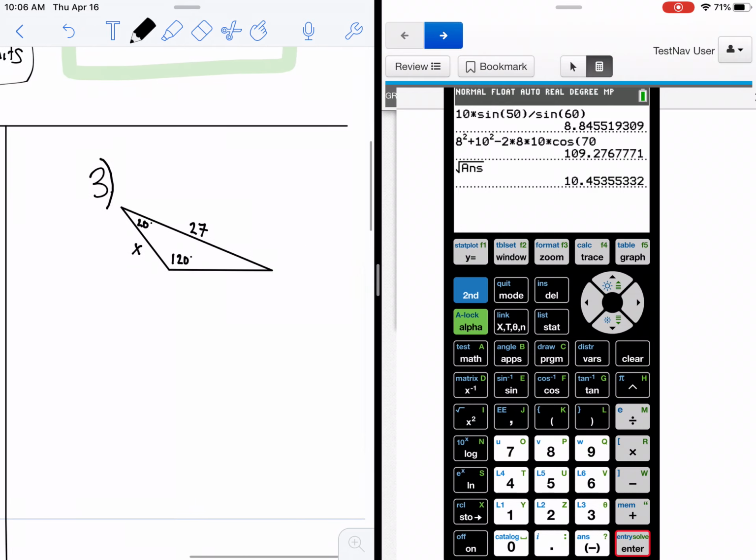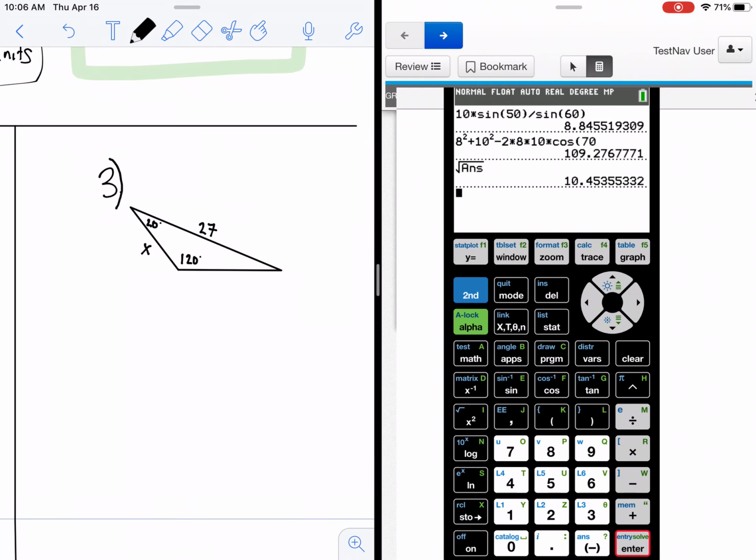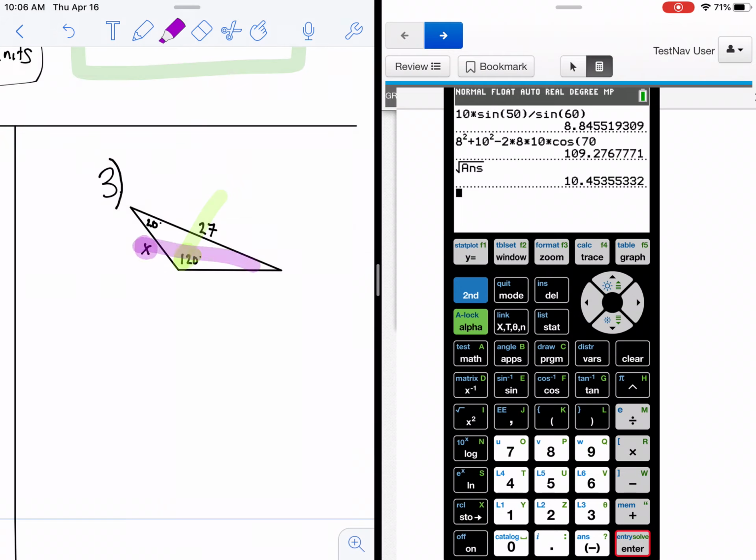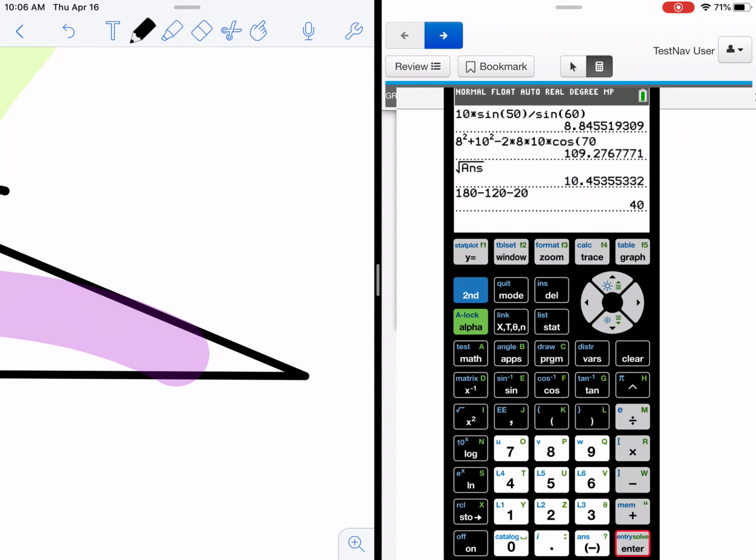All right, this one here is, let's see. I know this angle and the side opposite of it. And then this x is opposite of that angle there. I don't know that, but I guess I could find it by doing 180 minus 120 minus 20. Yeah, that angle has to be 40 degrees.